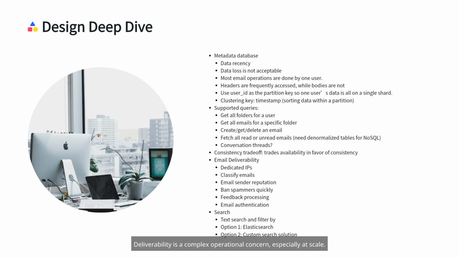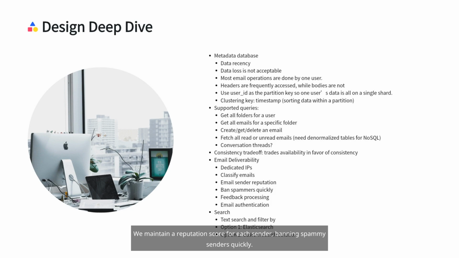2. Email deliverability. Deliverability is a complex operational concern, especially at scale. Dedicated IPs help isolate traffic and protect sender reputation. Emails are classified and tracked for spam and abuse signals. We maintain a reputation score for each sender, banning spammy senders quickly. Implementing DKIM, SPF, and DMARC is essential to prevent spoofing and phishing. We also implement feedback loops to react to user complaints, e.g., marking as spam, and adjust the sender's privileges accordingly.